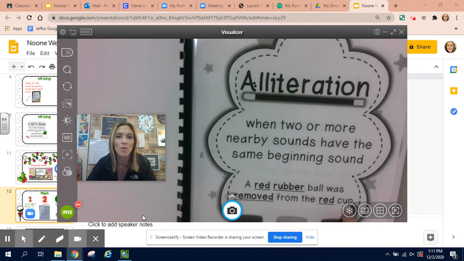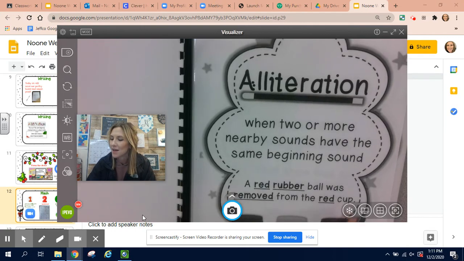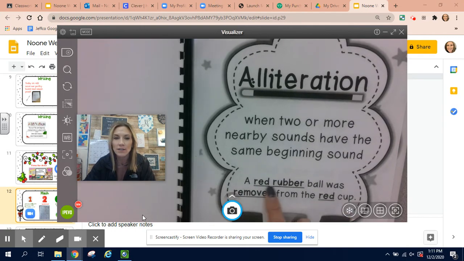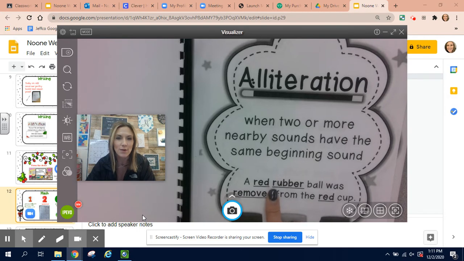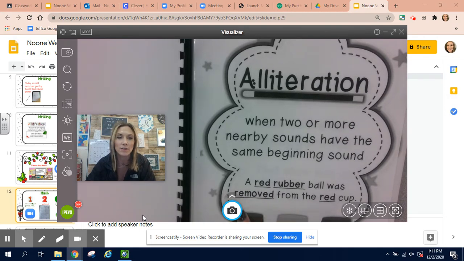Did you hear all the r's? Yeah, it used the R sound in a lot of the words. So it doesn't have to have all the words starting with R, but it has most of the words starting with R, and we hear that R sound a lot when we read that poem.